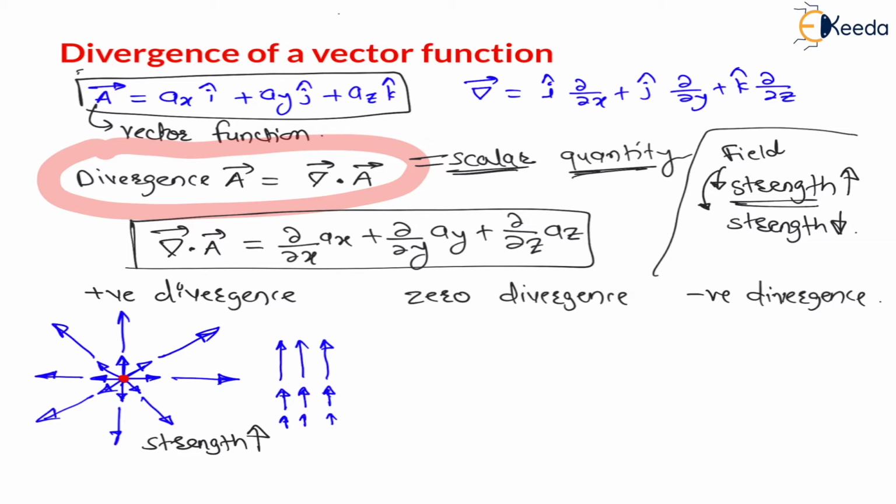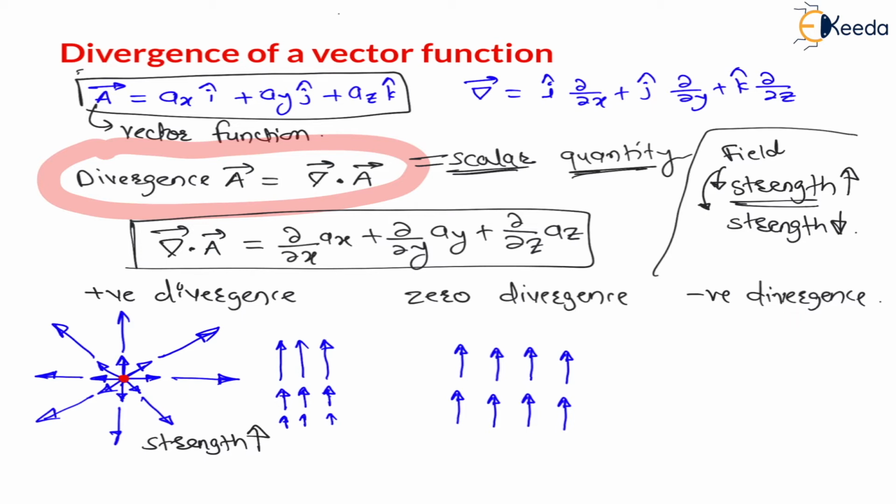Now, for zero divergence, the length is constant. Let us say this is my field. Now, if I check, the length will always be the same. Just a minute, I will show you. This will be the length. Now, if I consider more like this, see, the length is always the same. This is called zero divergence.